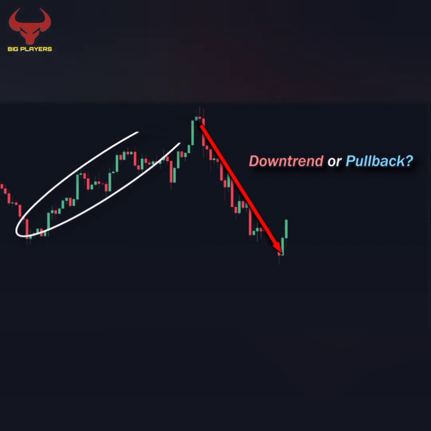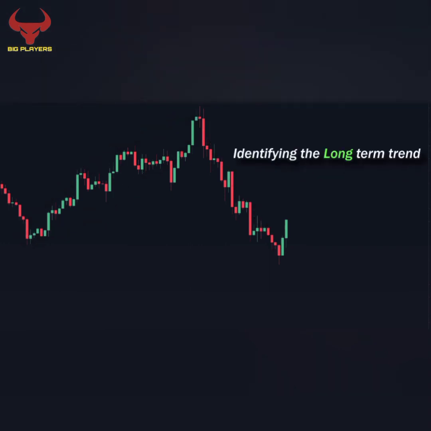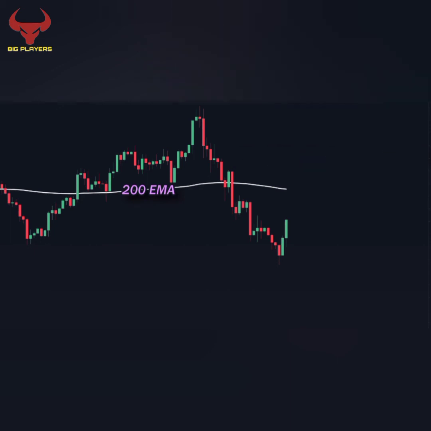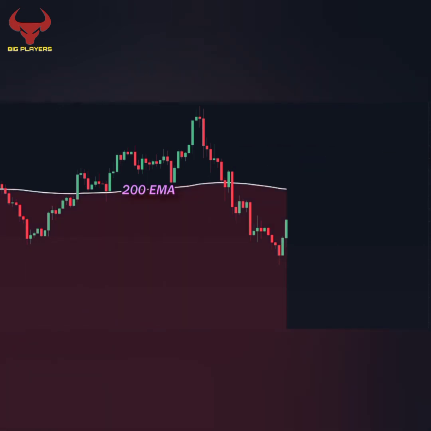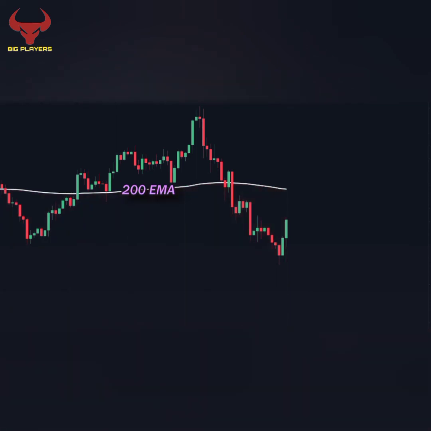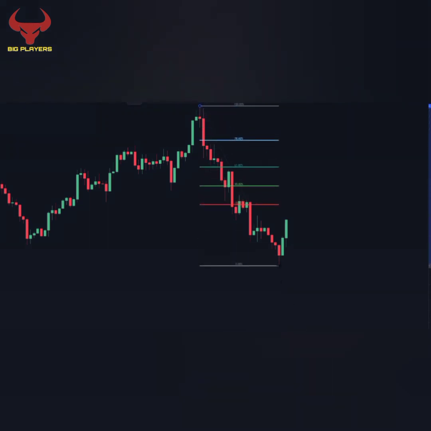Well, the way we know that is by identifying the long-term trend using the 200 EMA indicator. And in this example, we can see that the price is below the 200 EMA, meaning this downwards movement is in fact a downtrend. Now, once you've identified the downtrend, the next step is applying the Fibonacci retracement tool. And since it's bearish, you want to start from the swing high and connect it to the swing low. And again, drag it to the right to extend the levels. The next step is to wait until the price shows a reaction to one of the levels.